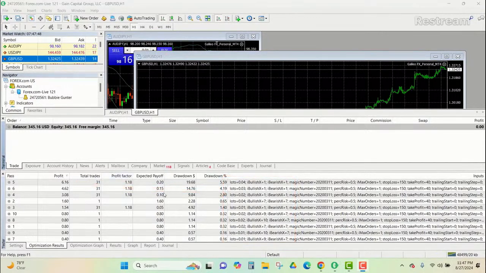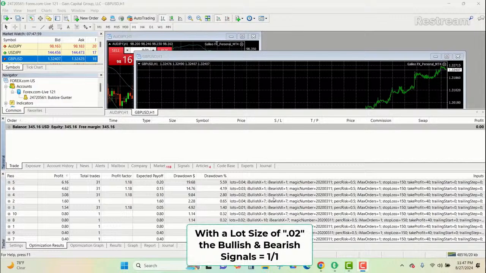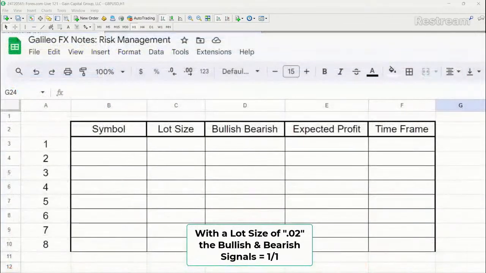You're going to want to find the highest price that it can make. Then you're going to look for your lot size of 2, and you're going to see what the bullish and bearish are, which right now is 1 and 1. So you write that down on a piece of paper that I've made that looks like this. All right?